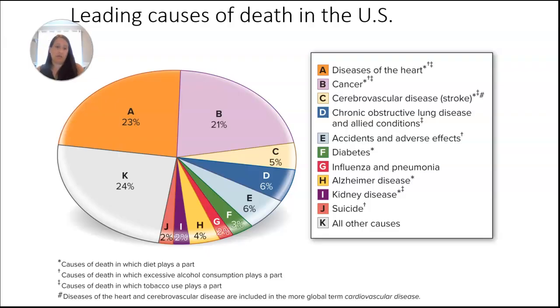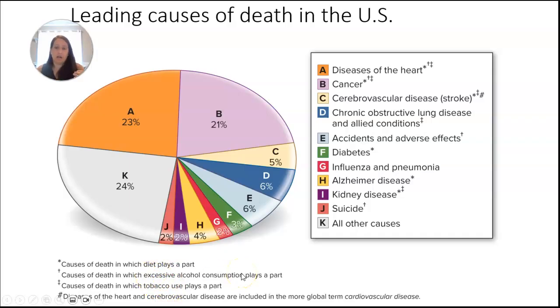So A, which is 23% of deaths in the United States, are caused from heart disease or diseases of the heart. And again, diet plays a role here, as does alcohol use, as does tobacco use. So you can see down here, these special markers, these attributes tell us what plays a role. So diet would be the star here. This cross is going to be excessive alcohol consumption. And then this cross with a bottom cross includes deaths where tobacco use is in play.